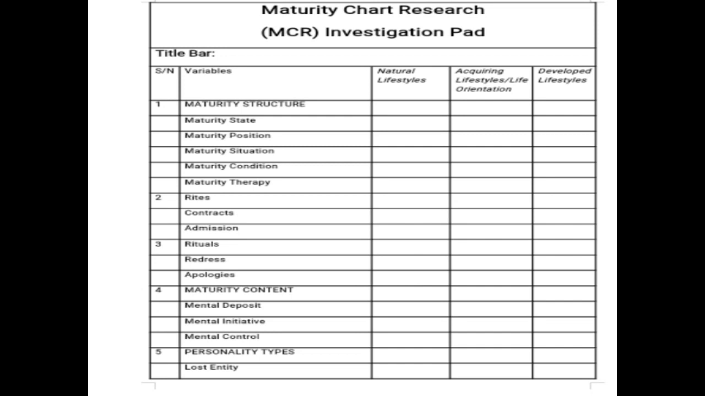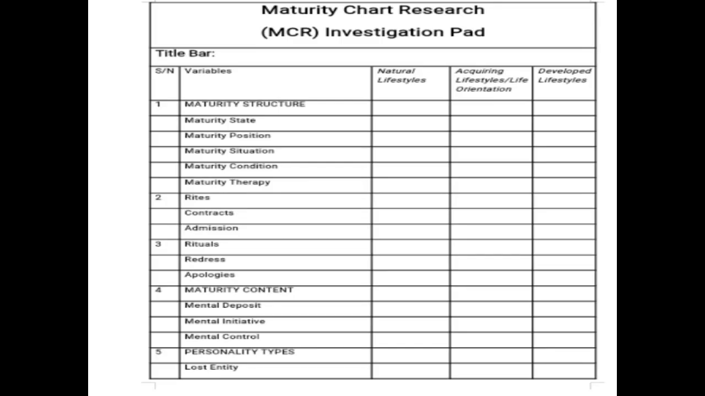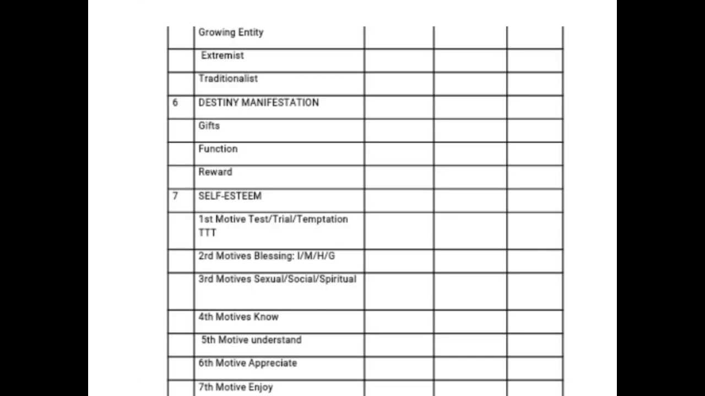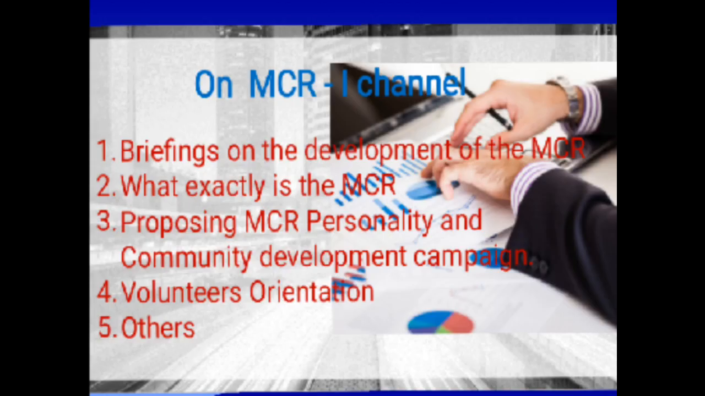Today we want to look at the MCR Investigation Pad, and I may just play around with it. I can use this to investigate any reality or lifestyle. If you have an individual, or probably a community, you can put them on the title bar, and then you can investigate them using the variables. We've covered this before, and in this video I am just going to go through certain new features.